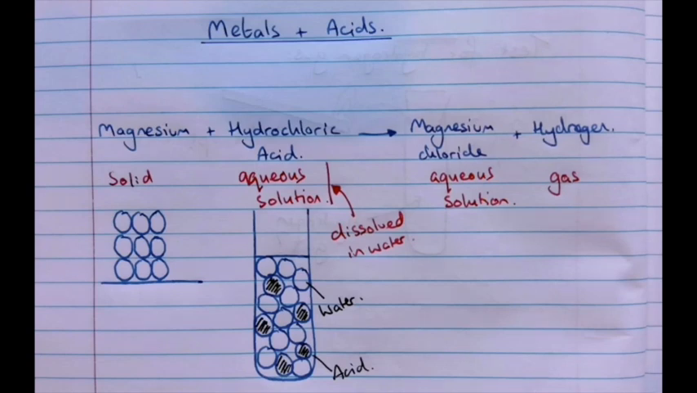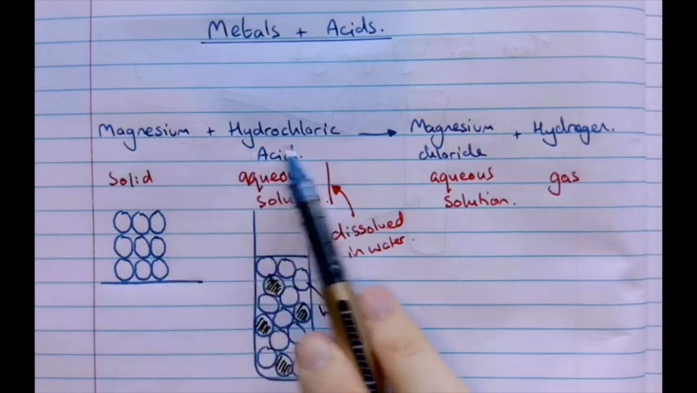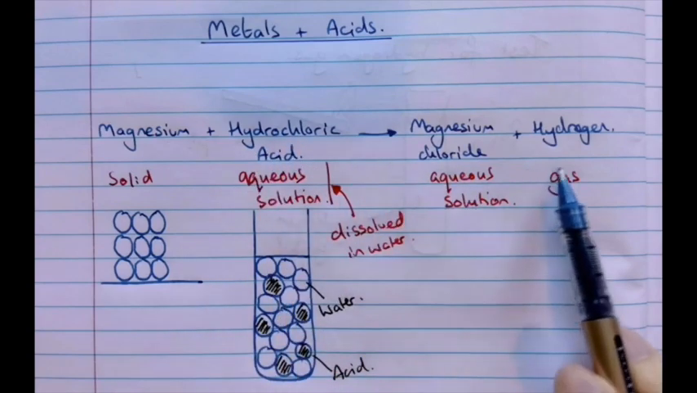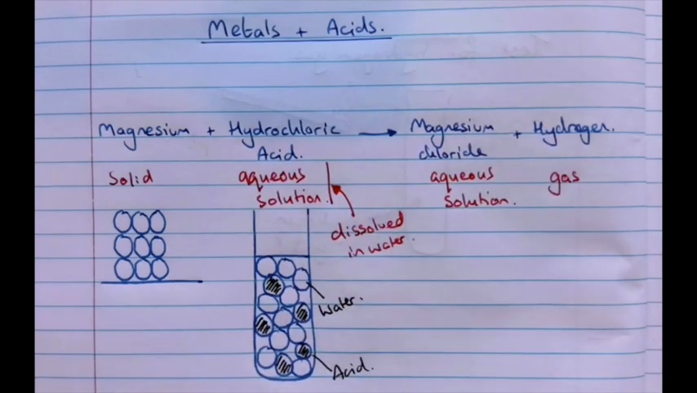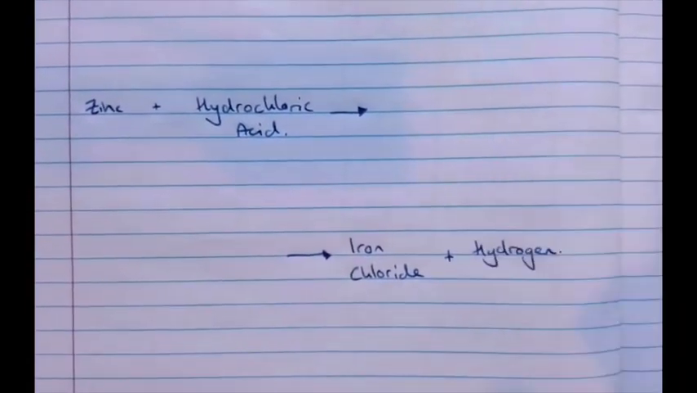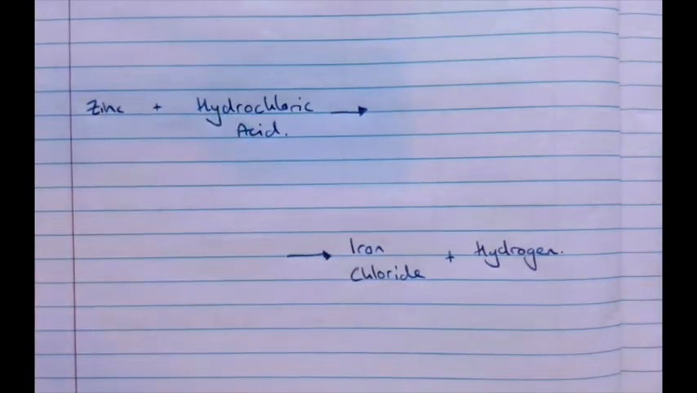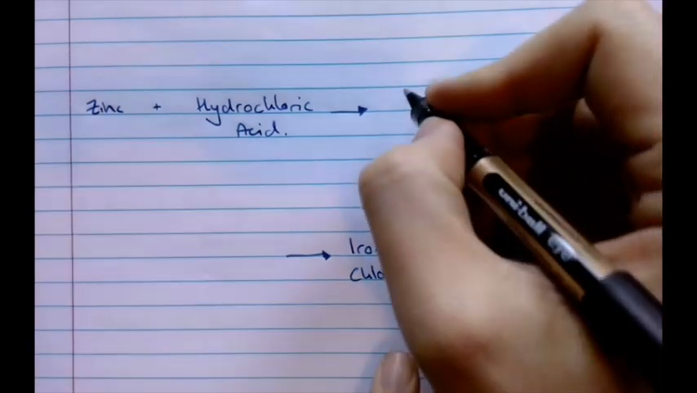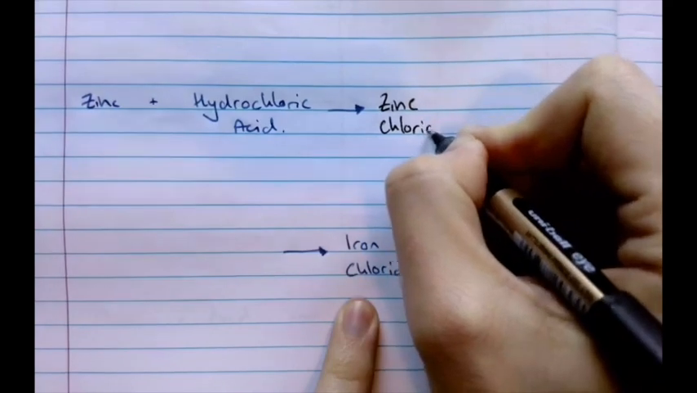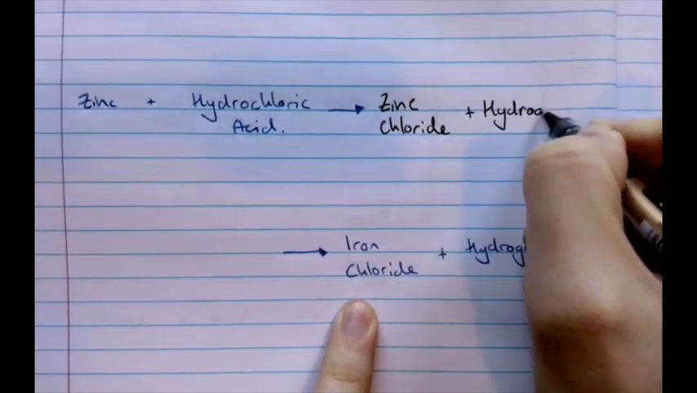Okay, so now that you've got that in your book, we're going to carry on. Like I said before, metals will all do a similar reaction. So if they are able to react with the acid, they will produce similar products. Okay, so let's just look at two other examples. So I've got here zinc metal plus hydrochloric acid. Now that's going to make me zinc chloride and hydrogen as a gas.